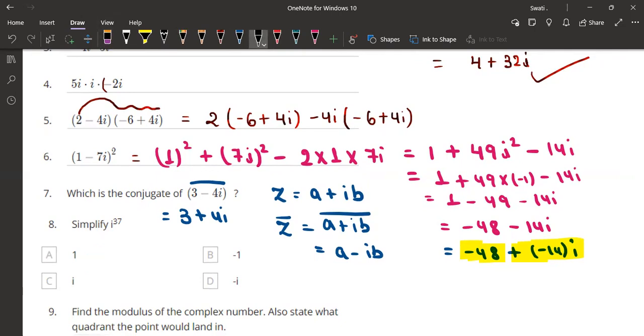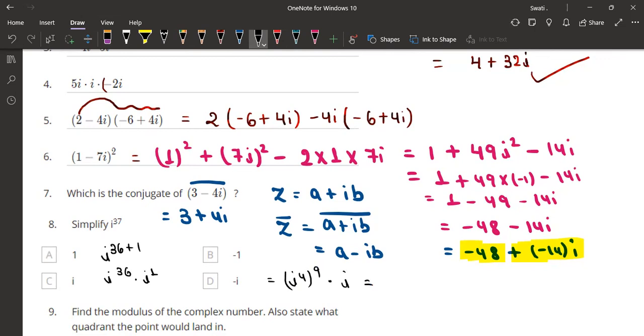So i raised to 37. Of course, I can write 37 as 36 plus 1. Now, using the exponent property, it will become i raised to 36 times i raised to 1. Now, i raised to 36, I can also write as i raised to 4 times 9, again using the exponent property. And then i raised to 1 is i only.